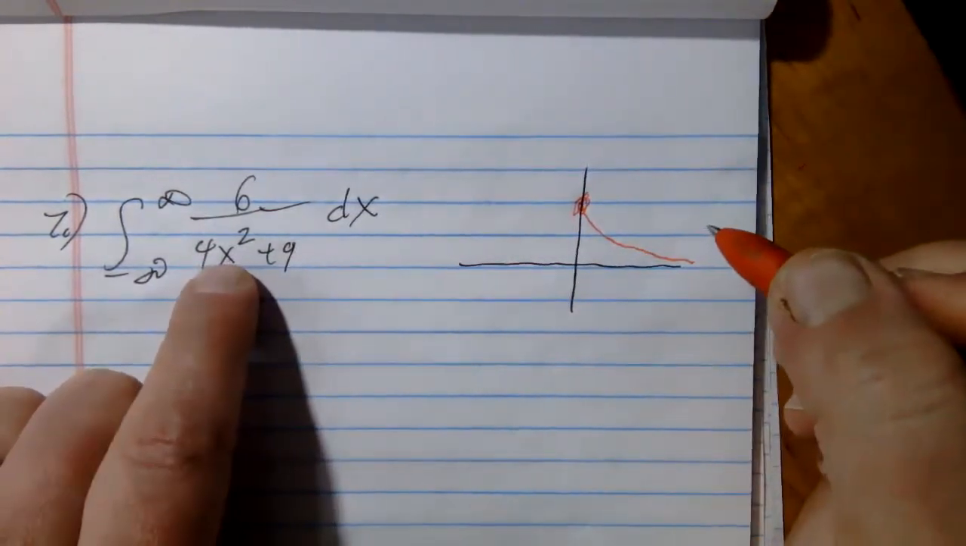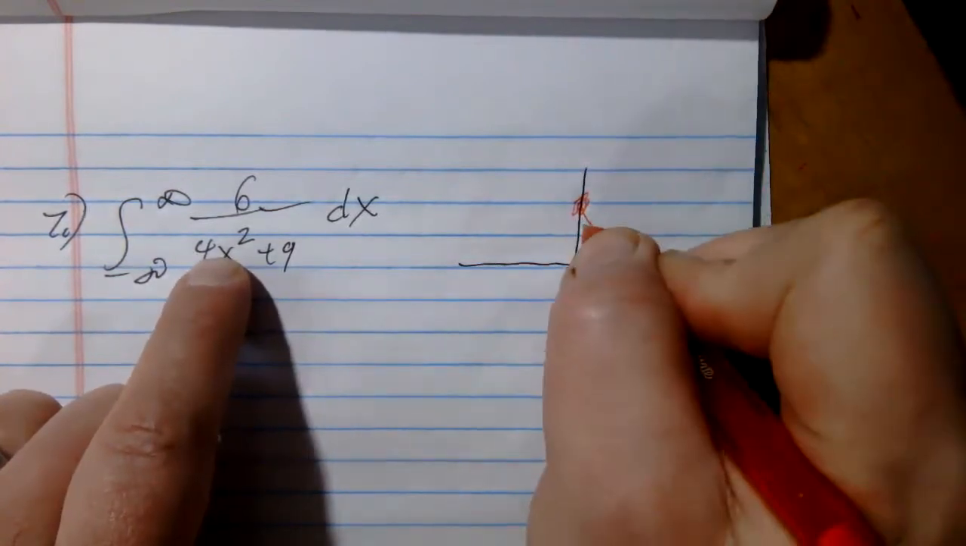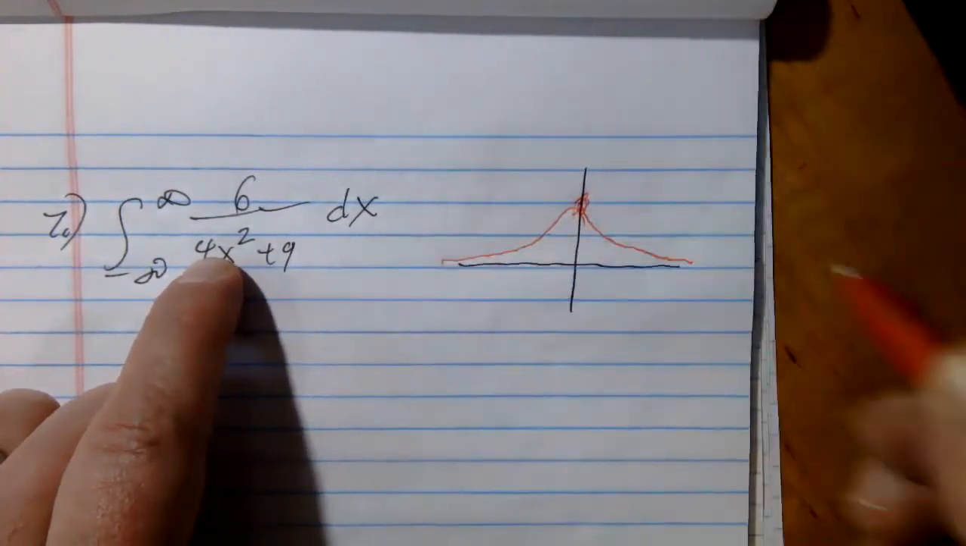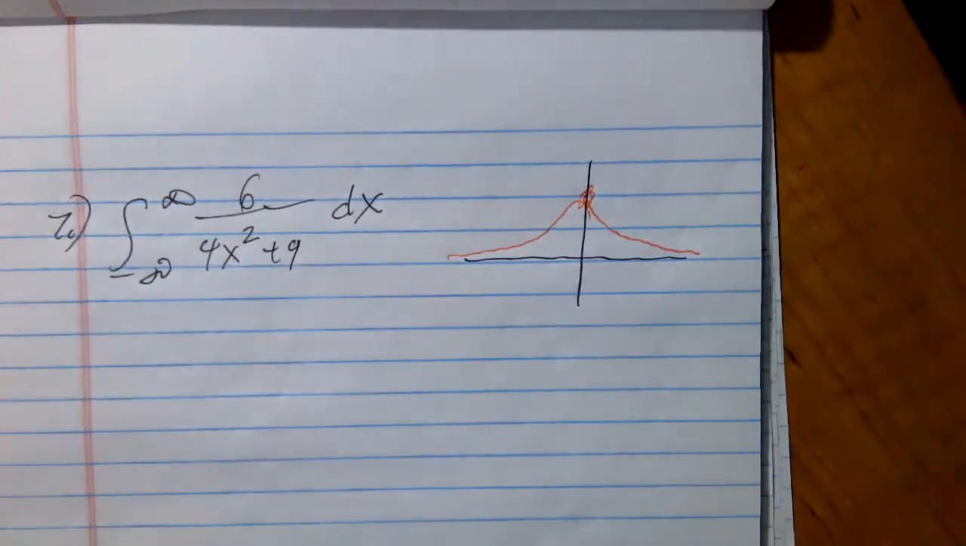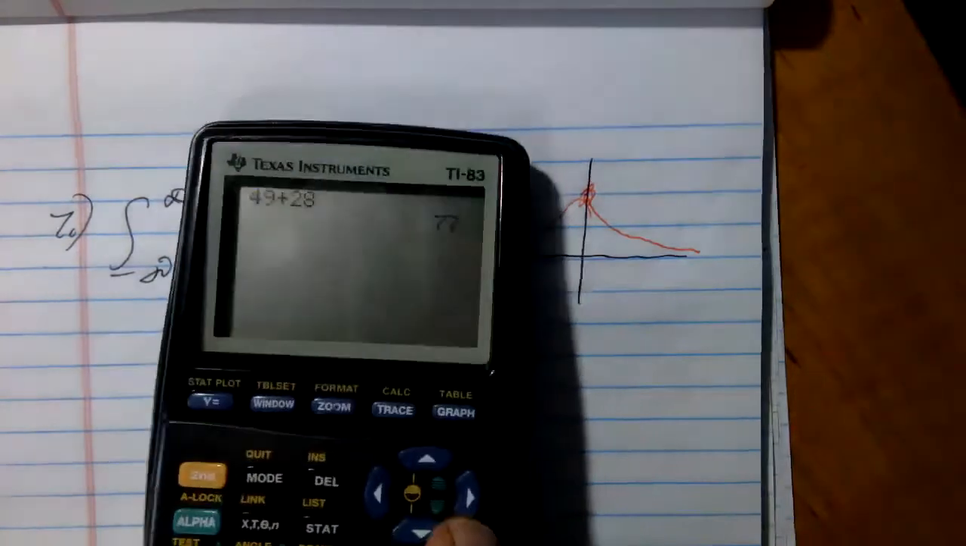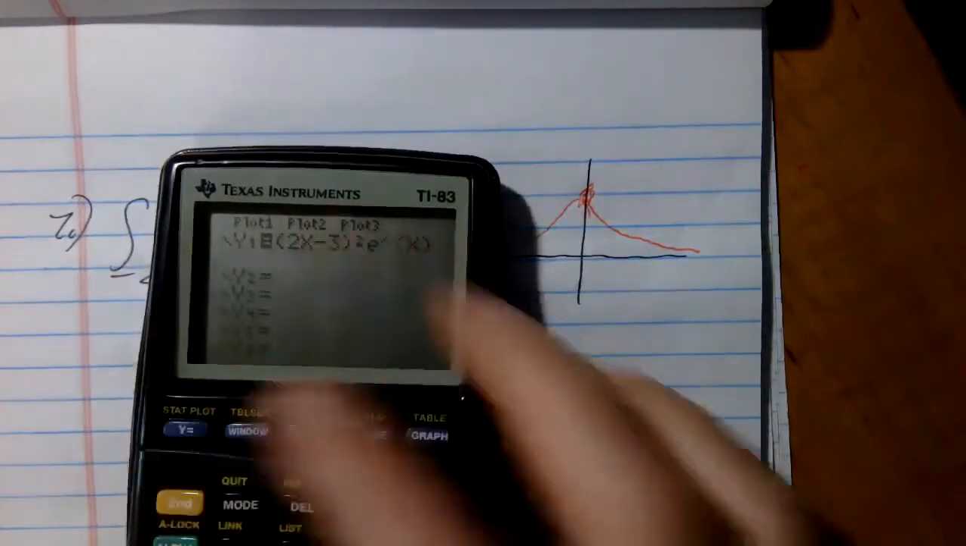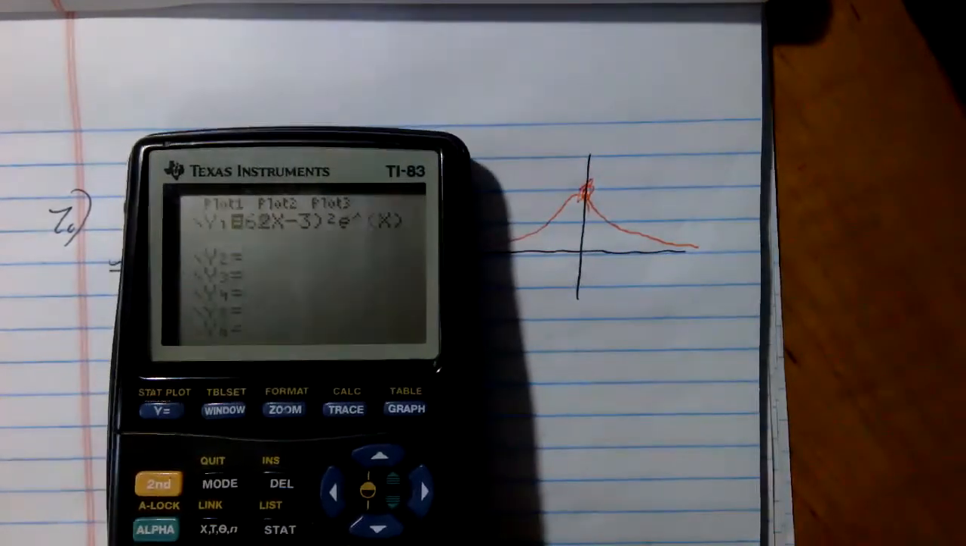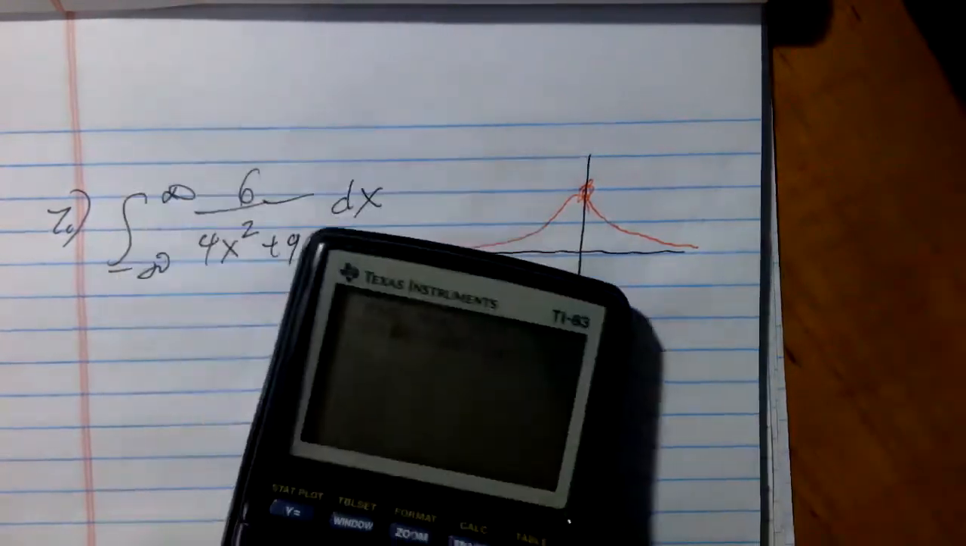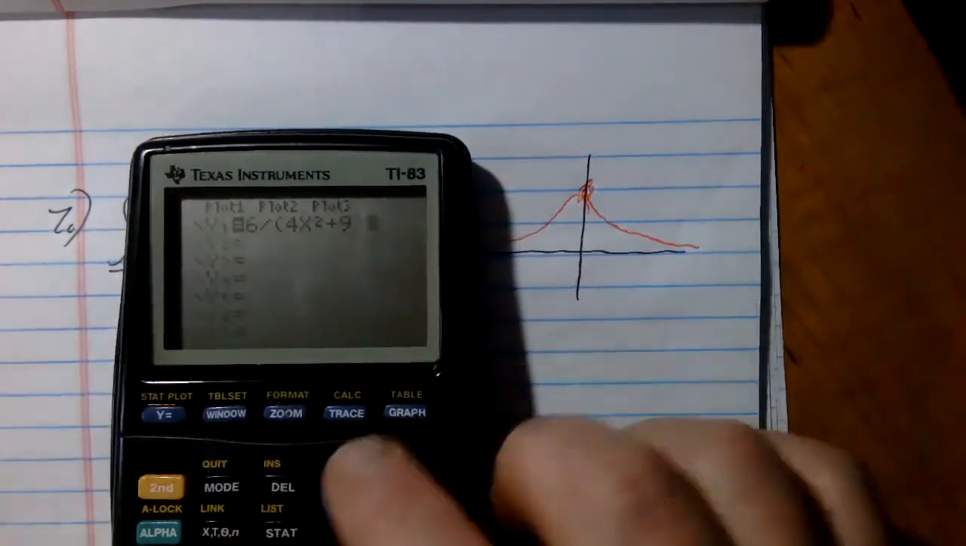But what's going to happen on the other side? Negative numbers are going to behave the same way, so it should look exactly symmetrical. It should look something like that. Right? And again, if you follow me on that, great. If not, graph it on the calculator to help see 6 divided by 4x squared plus 9.